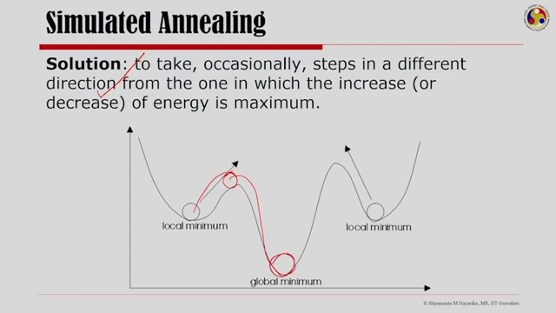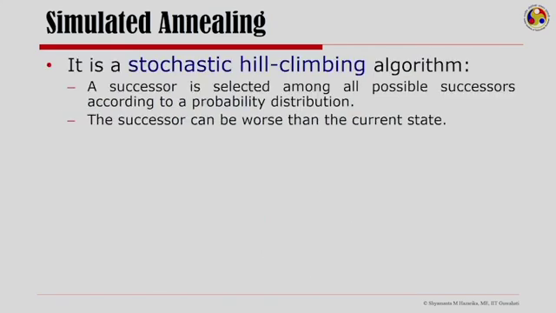So this is what is done in simulated annealing. It is a stochastic hill climbing algorithm. So a successor is selected among all possible successors according to some probability distribution. Now, the successor can be worse than the current one, but that is what I want.